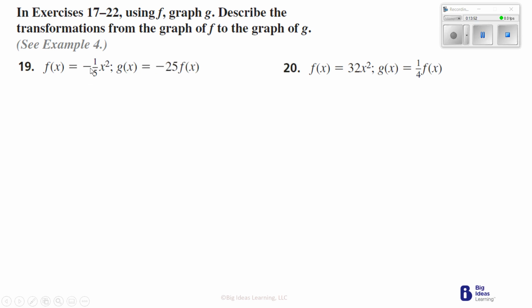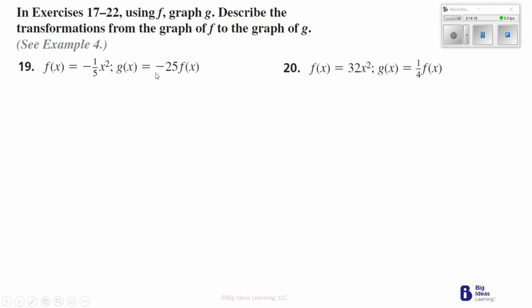Number 19 has negative 1/5, but then it has negative 25. Now, please don't misunderstand. We don't have negative 25 being in place of that, okay? We have it in front of it. So this is our f of x here. This is going to be a vertical negative number. This is already a negative number, right?